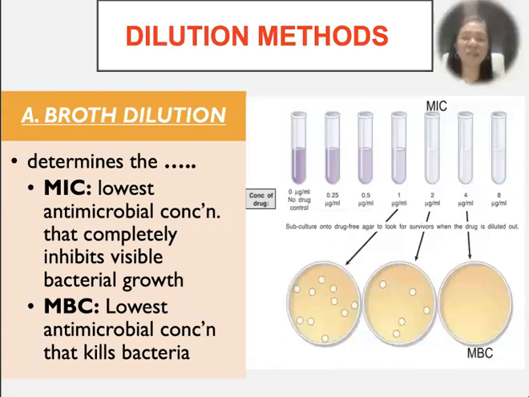Ngayon, titignan natin dyan kung saan yung concentration na wala ka nang makitang visible growth or hindi na siya turbid. Yun would be the MIC or minimum inhibitory concentration. Again, that's the lowest antimicrobial concentration that would completely inhibit visible bacterial growth. By visible meaning turbidity. So, asa dito yung pinakamababa na concentration na hindi na turbid? Yun ang MIC. So, looking at this lineup of concentrations, you have 8, clear na, hindi turbid.